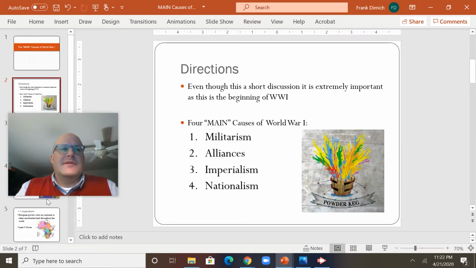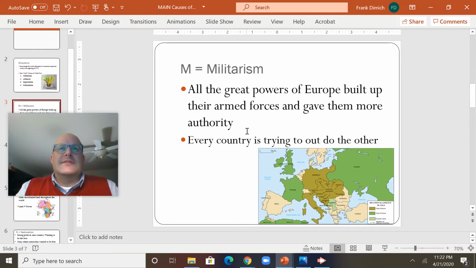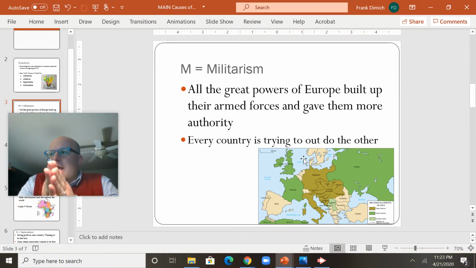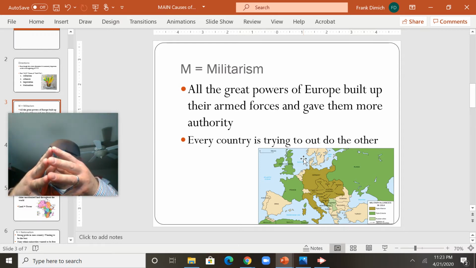Militarism, alliances, imperialism, nationalism. Militarism: the great powers of Europe had built up their armed forces, gave them more authority in the late 1800s, early 1900s. All of the great powers except Britain had large standing armies, okay? And generals had detailed plans for mobilization, and this increased suspicions and made the likelihood of war more likely.